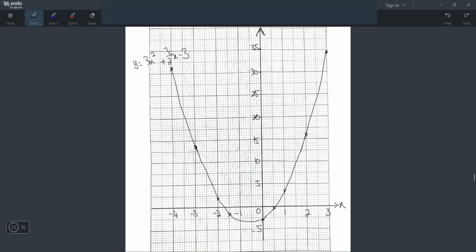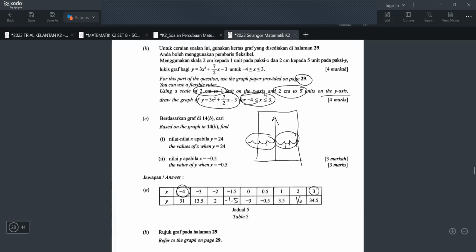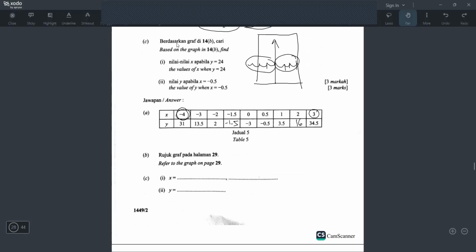Okay, I already finished the drawing part. Now let's see what else the question want me to find. So let's go back to the one. Okay, so this is worth 4 marks. Now we do part C. Okay, part C says, based on the graph in 14b, find values of x when y equals to 24. So what I do, when y equals 24, I have to find the value of x and then write here and here. Okay, so let's go to our graph and go to the y-axis, cari 24.